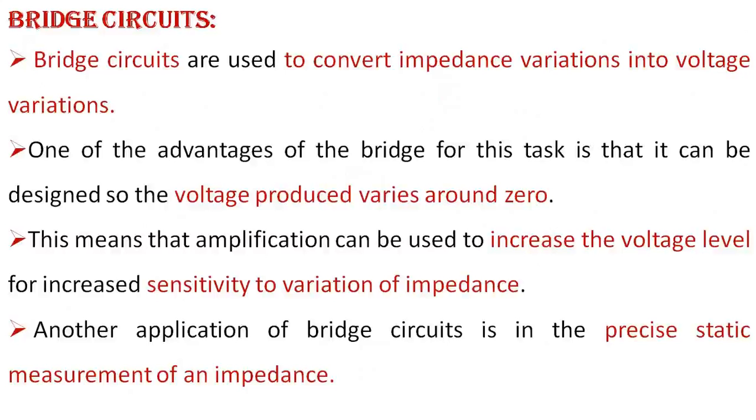Next one is the bridge circuit, used to convert impedance variation into voltage variation. One of the advantages of the bridge for this task is that it can be designed so the voltage produced varies around 0. This means that amplification can be used to increase the voltage level for increased sensitivity to variation of impedance. Another application of bridge circuits is in the precise static measurement of an impedance.